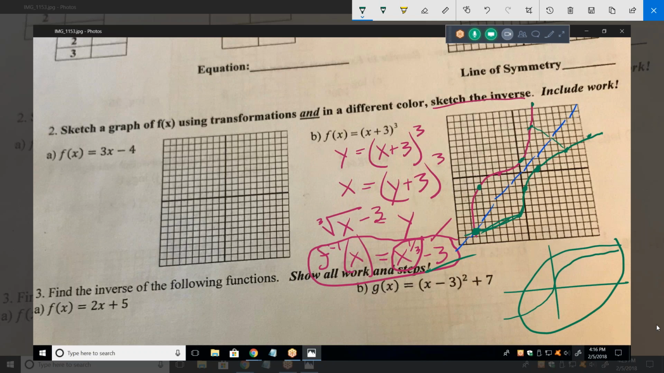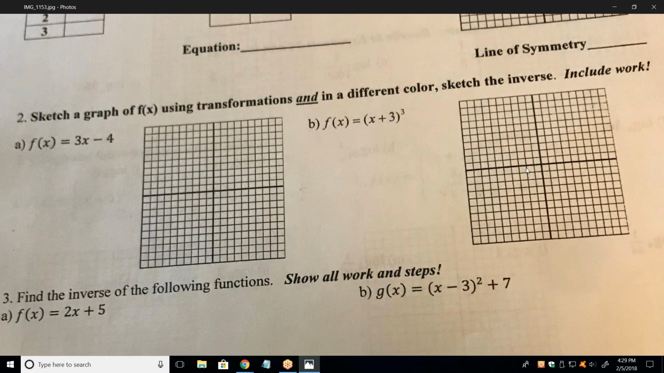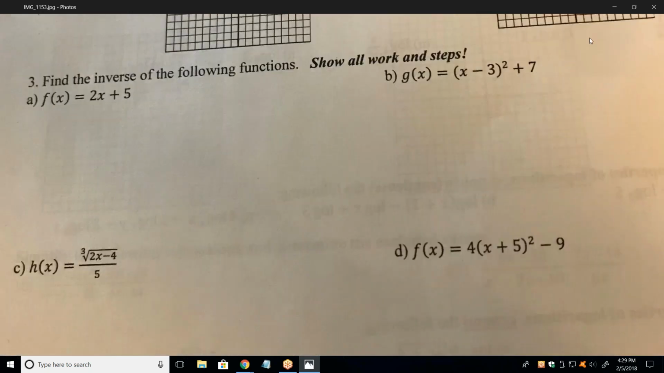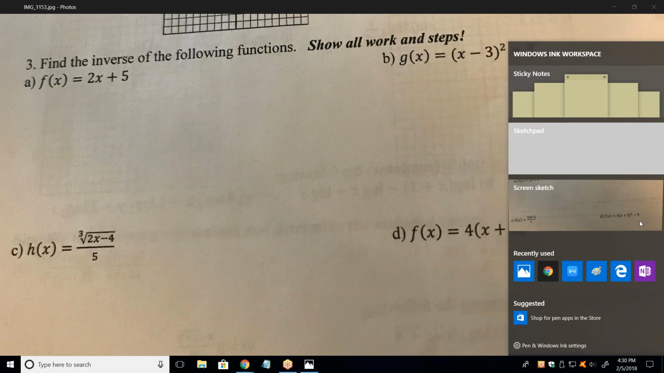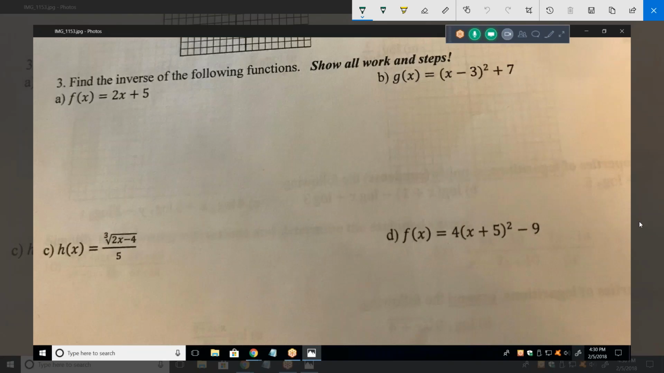Okay? Okay. All right, let's go to the next one. These are just find the inverses. First one.